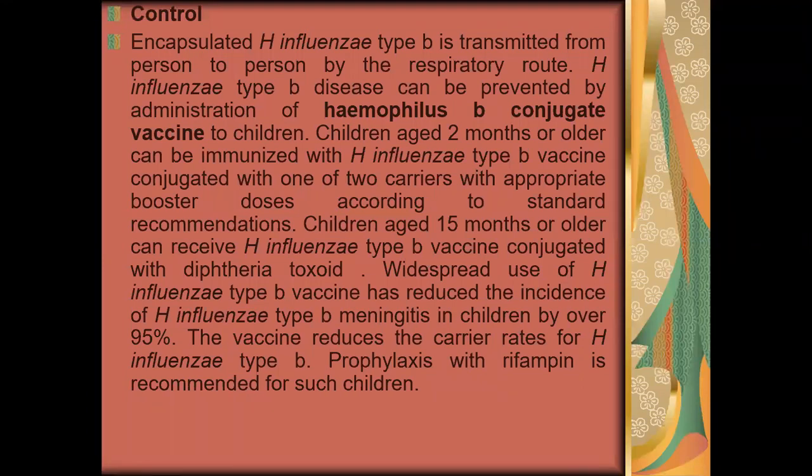Children aged 15 months or older can receive Haemophilus influenzae type B vaccine conjugated with diphtheria toxoid. Widespread use of this vaccine reduces the incidence of Haemophilus influenzae type B meningitis in children by over 95%. This is an excellent percentage in medicine.